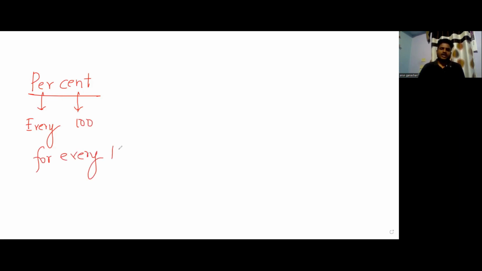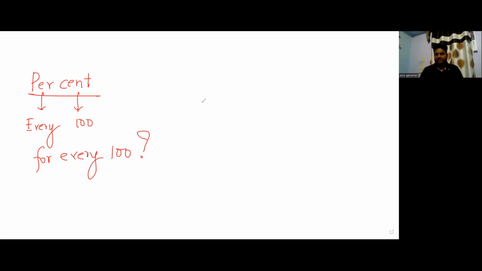Let us start with a simple definition of percent. What is the meaning of percent? Per means every and cent means 100. So what we are finding out? We are finding out for every 100 how much. Getting this? So we have used this percentage as a concept. We have used it in your everyday life as well, but you don't know you have used it. How you have used it, you have no idea.